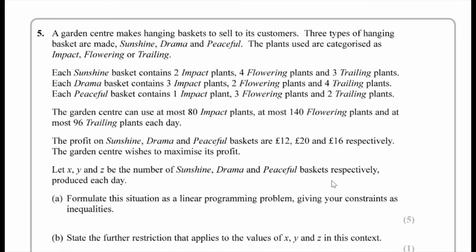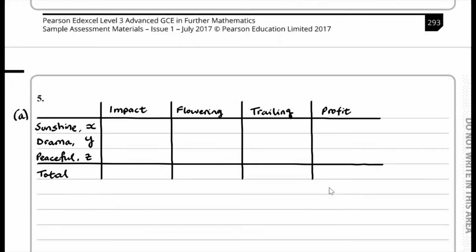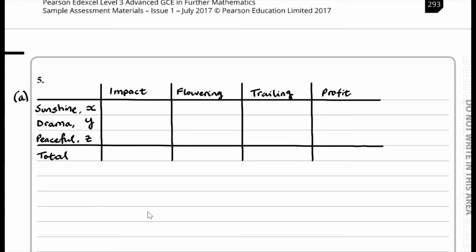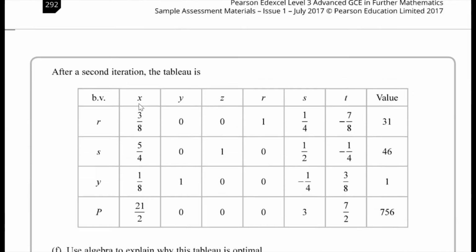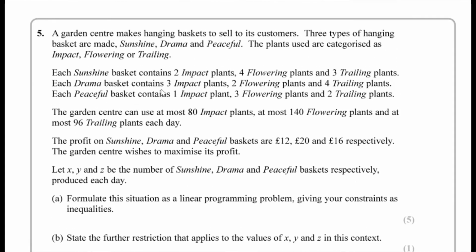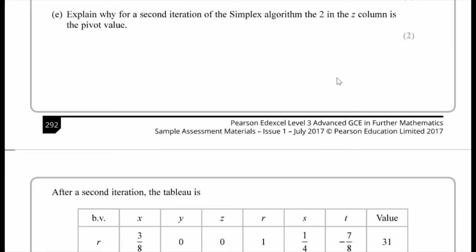inequalities. Well, I think it would help if we put everything into a table like this. We have Sunshine, Drama and Peaceful type of baskets, and then we have the type of plant, impact, flowering and trailing. We have the profits for the different type of baskets, and we have the total for each type of plant. Now if we go back to the question, we were told in terms of impact we have 2, 4, 3. So let's just put that down.